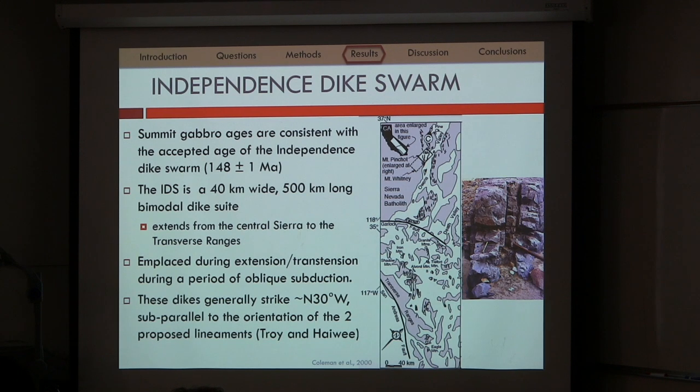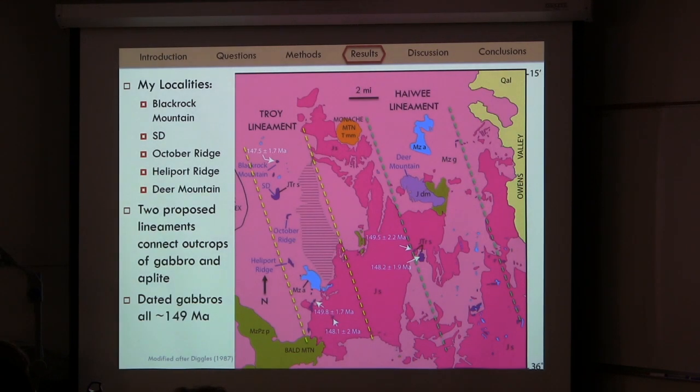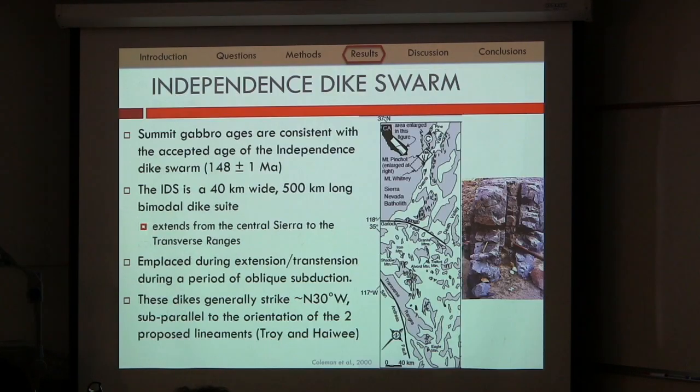These actually correspond to the accepted age of the Independence dike swarm. The Independence dike swarm is, of course, a swarm of dikes. It's 40 kilometers wide and about 500 kilometers long, and it extends from the Central Sierra all the way down to the Transverse Ranges. These were produced in the late Jurassic, so again, 148 million years ago, during an extensional transtensional regime when you had some oblique subduction. These generally strike north 30 west, and my lineaments here are about north 20 west, so it's interesting, they're about subparallel to each other.